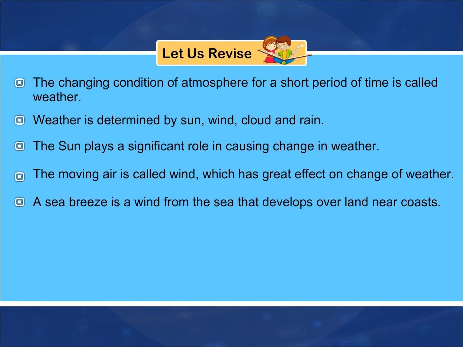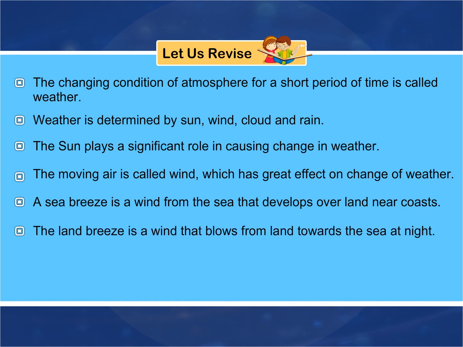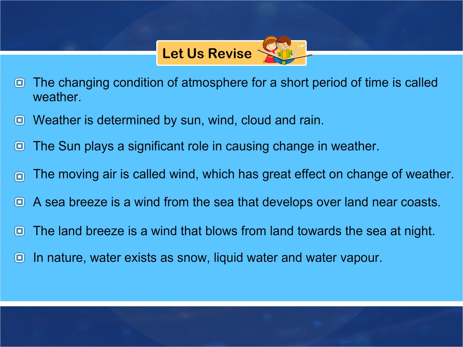A sea breeze is a wind from the sea that develops over land near coasts. The land breeze is a wind that blows from land towards the sea at night. In nature, water exists as snow, liquid water, and water vapor. The three states of water are interchangeable.